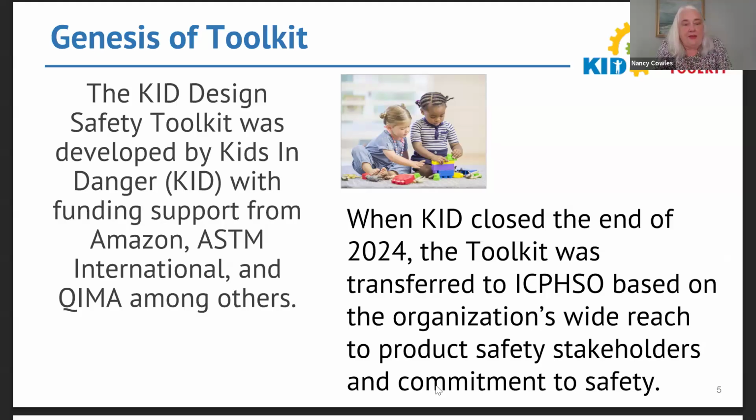This slide just gives a little background, so that you understand the transition to ICPHSO, which we were so thrilled that they were willing to take it on. And I'm so happy now to still be working with it because I love this toolkit. I think it's an amazing guidance for people. This also has our funders on it, which is why we were able to make something that I think is so complete and visually appealing and easy to follow. We did have funding for it, both from the groups on the screen as well as KID's regular supporters. So if you want to go to the next slide.